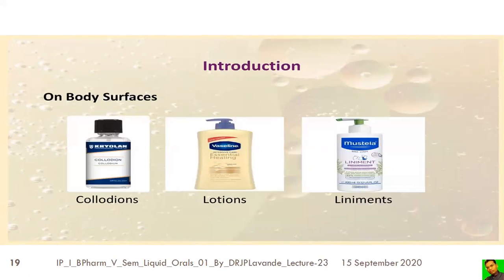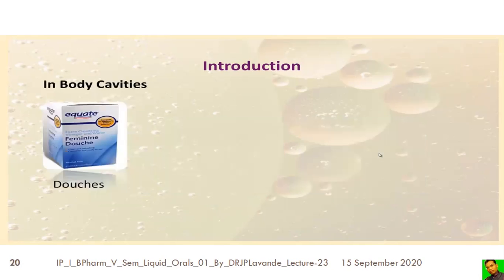There are solutions which are used on body surfaces for rubbing, to give a specific effect. For example, collodion, which is applied onto the skin. Then lotions, like Vaseline Essential Healing. And liniments, which are again rubbed onto the skin surface. An example is Mustela liniment.